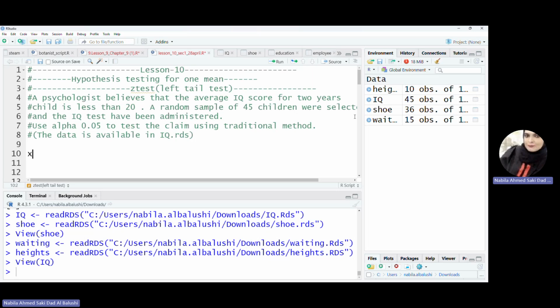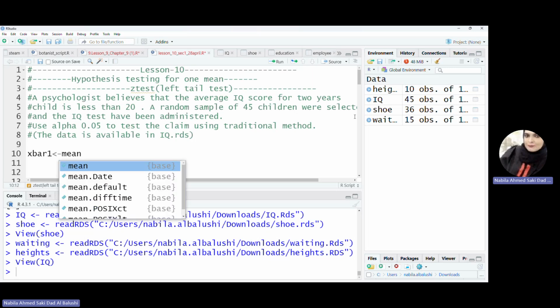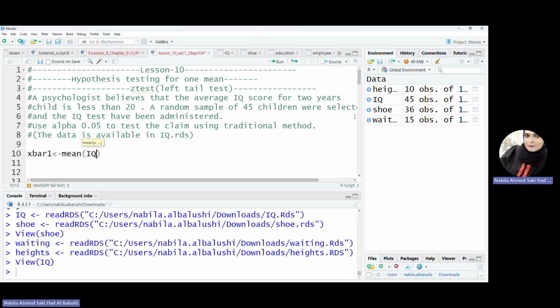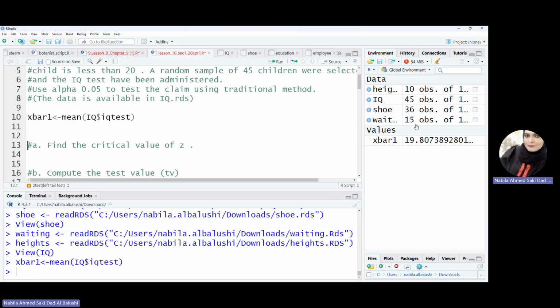So we will call the average for the first example x bar 1. Compute the mean. IQ is the file name, $IQ test. Run the code. It will be saved here in the environment as x bar 1, as just one single value. We will save the standard deviation as S1.